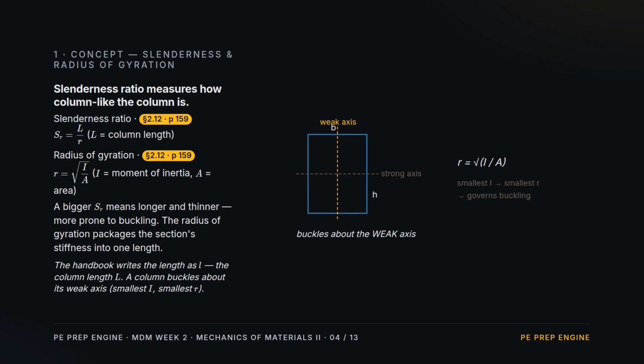Concept 2. Slenderness ratio and radius of gyration. Slenderness is length over radius of gyration. Bigger means longer and thinner, more prone to buckling. The radius of gyration is the square root of the moment of inertia over the area. It folds the section's stiffness into one length. And the key move: a column buckles about its weak axis, the one with the smallest moment of inertia. So you always use the smallest radius of gyration.